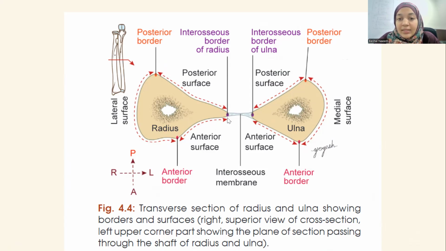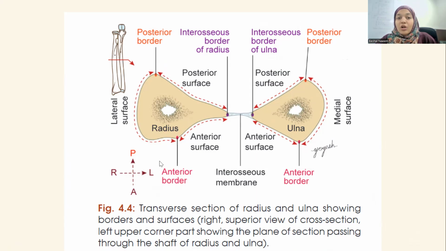So this is the anterior surface, this is the posterior surface, and this is the interosseous membrane. So these parts are the interosseous border, the interosseous border of the ulna and the interosseous border of the radius. And when you pick up the ulna and radius, the interosseous borders are pretty sharp, right? Then we have these posterior borders and we have the anterior border.